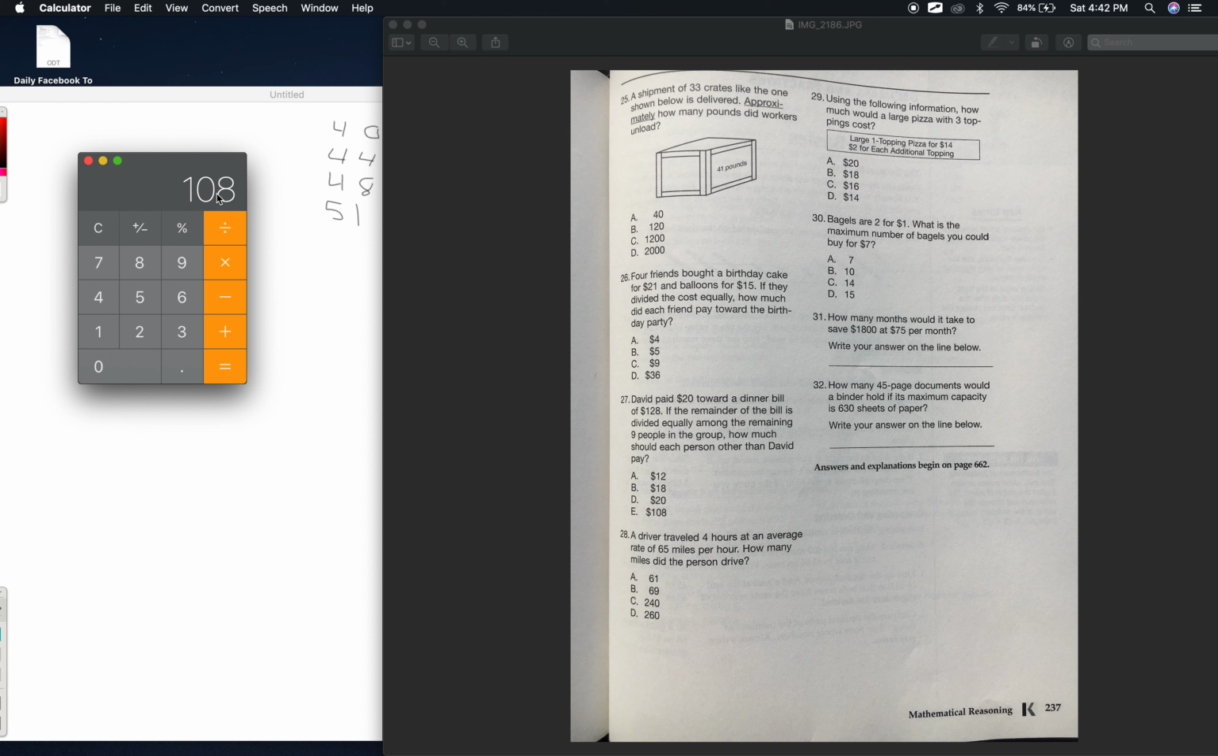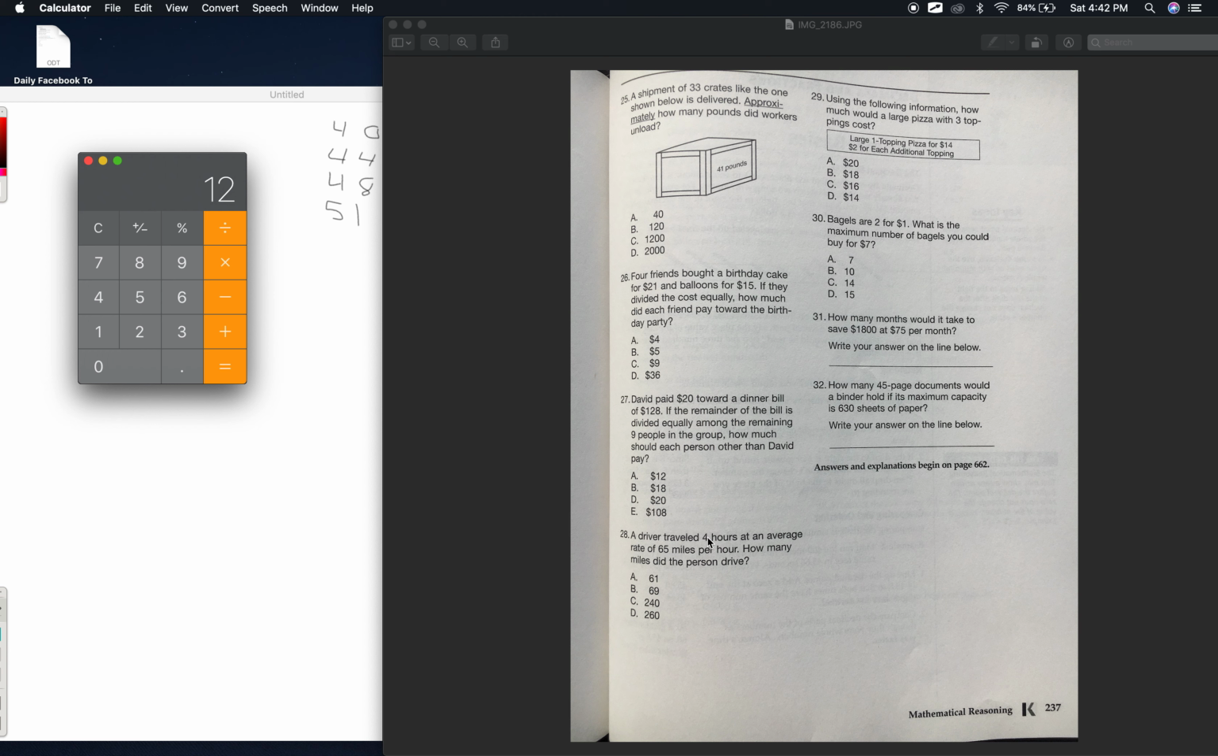So 108 divided by 9 equal parts, or 9 people, would be $12. So each one is left with a $12 bill to pay. That would be your answer, A. Number 28.